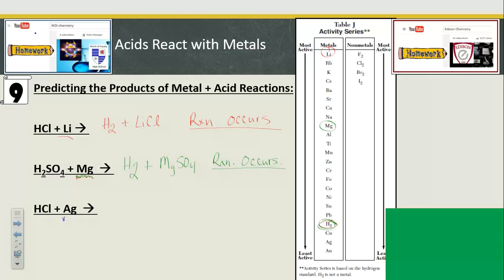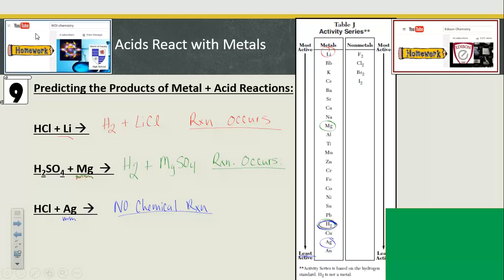Last color, Ag and HCl. Ag is here. HCl being an acid would be there. So Ag is less active. So we would see no chemical reaction occur because that metal is not active enough to react with an acid.